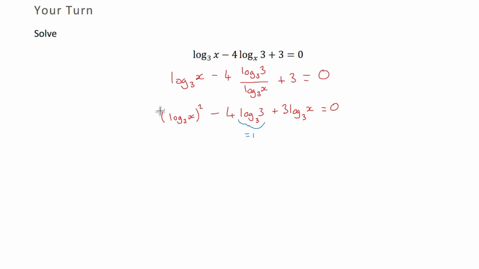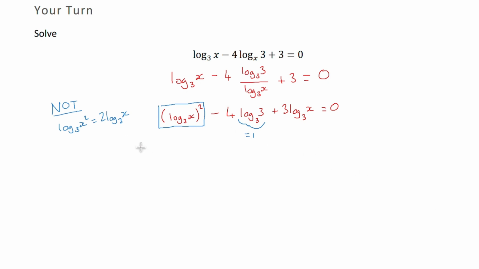And one thing we need to be a little bit wary of, a mistake that some people make here, is thinking that this is 2 log base 3 of x. But this is not log base 3 of x squared, which is equal to 2 log base 3 of x. In this case, the x is being squared, but in this case, the whole thing is being squared. So we can't make that simplification here.